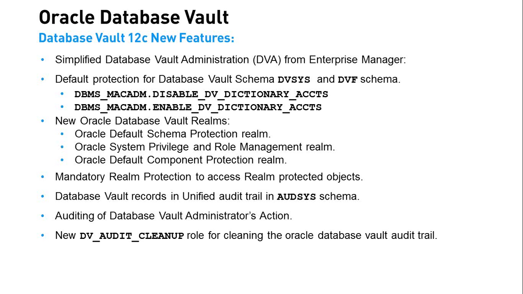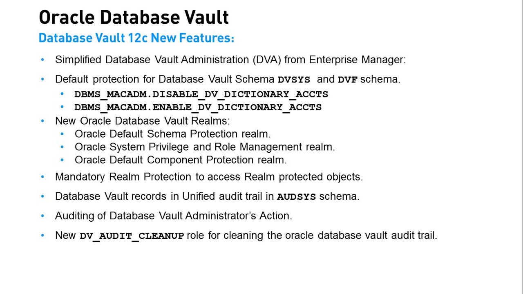Another enhancement, if you choose to use unified auditing, which we can talk about in later slides: with unified auditing, Oracle Database Vault audit records are stored in a table in the Oracle Database AUDSYS schema instead of the DVSYS schema table. So this is the new change in the unified auditing technique.